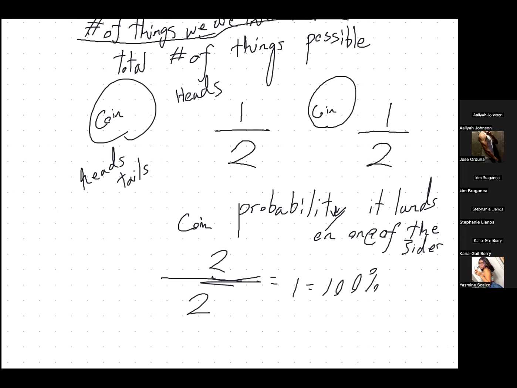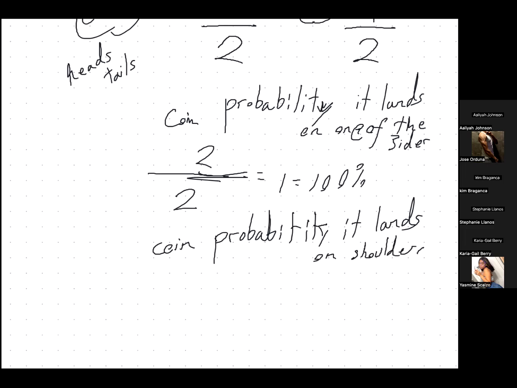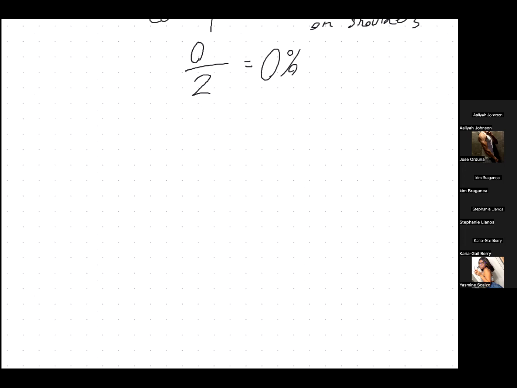It's sure to happen. Now, what's the probability with a coin that it lands on shoulders? Now, you might ask, where are the shoulders on a coin? Well, head, shoulders, knees, and toes. Shouldn't there be like heads and tails? It should be shoulders. There's not. So there are two sides it can land on, and neither of them are shoulders. So the probability is 0%. So that's a coin. That's the most basic way you can talk about probability.